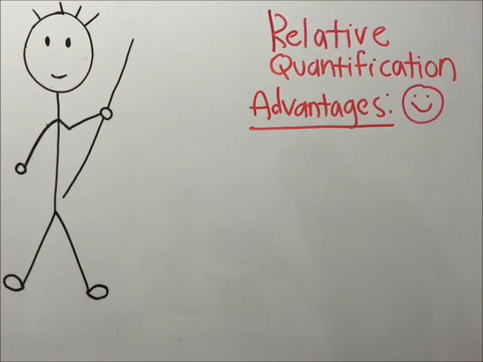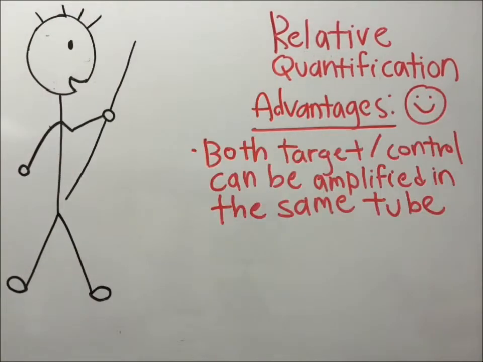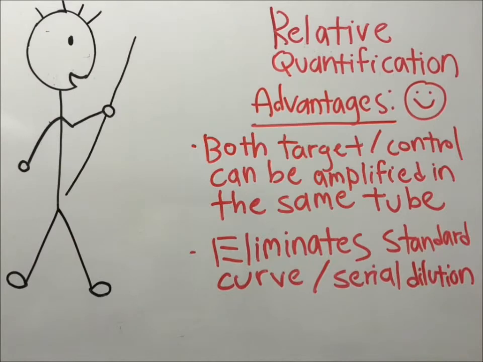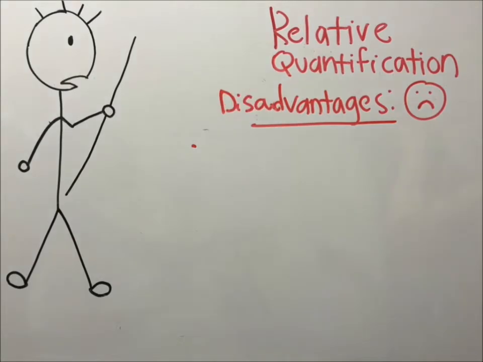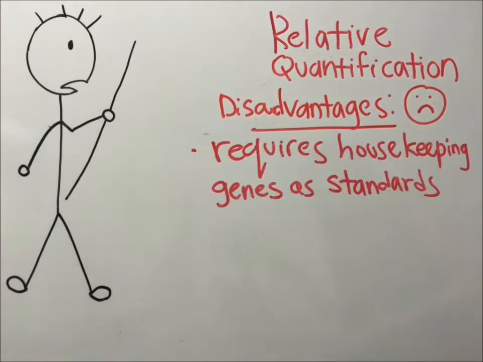Both the target and the control can be amplified in the same tube in relative quantification, eliminating the need for a standard curve serial dilutions required for absolute quantification. However, this method has the added complexity of requiring housekeeping genes as standards to account for variability between samples.